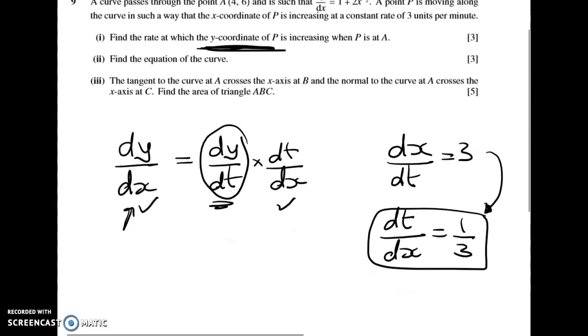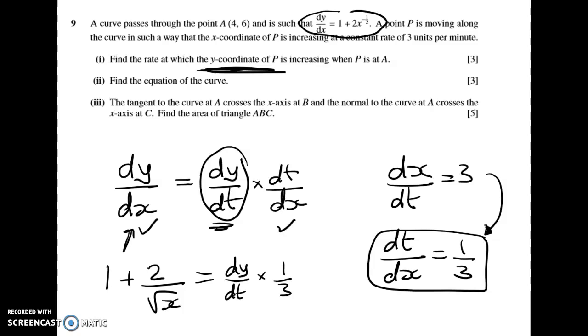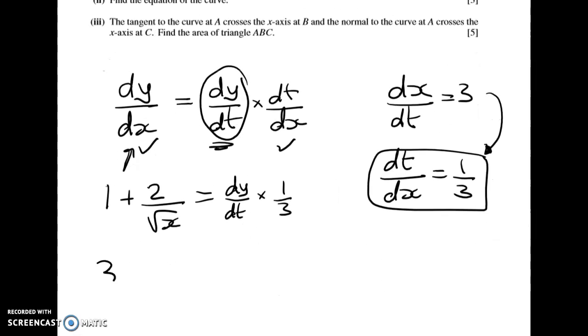So we're going to get this one, and then solve for what we're after. So we've got dy by dx already. We don't have to find it. Okay, so in general, we've got 1 plus 2 on root x is equal to dy by dt times 1/3. So 3 times 1 plus 2 on root x is equal to dy by dt.